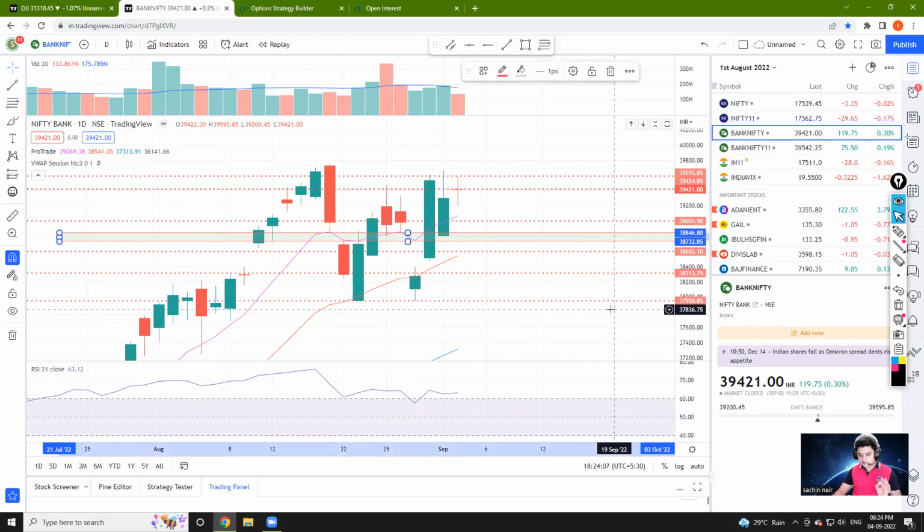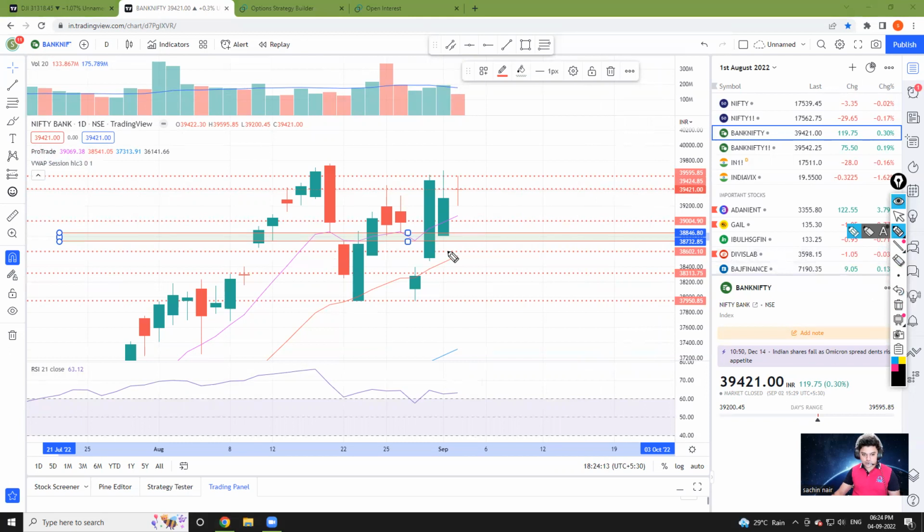Important zone 38,732 से 38,846. 38,602 is going to be a very crucial level. 38,602. We have the 21 EMA support also here, confluence and a swing. 38,602 is going to be very important. 38,313 and the final level जिसके नीचे मैं बैंक निफ्टी को नहीं देख रहा हूँ is 37,950. So these are the important levels on Bank Nifty.